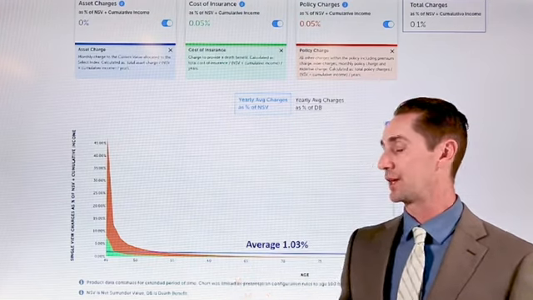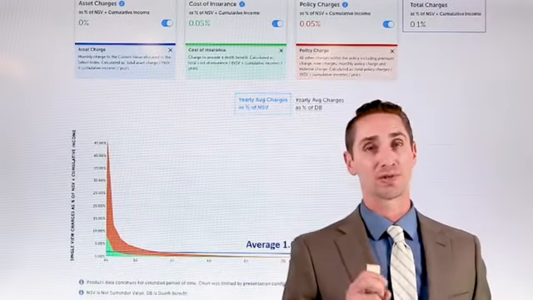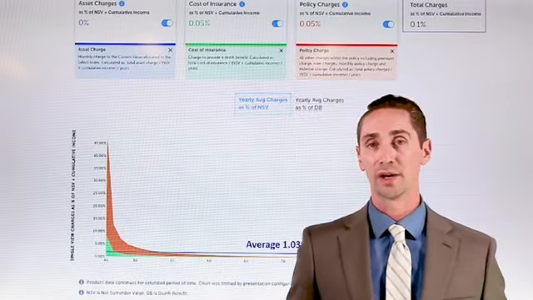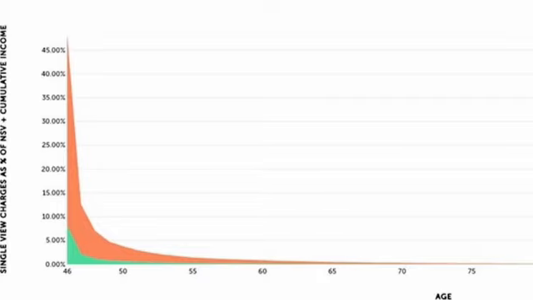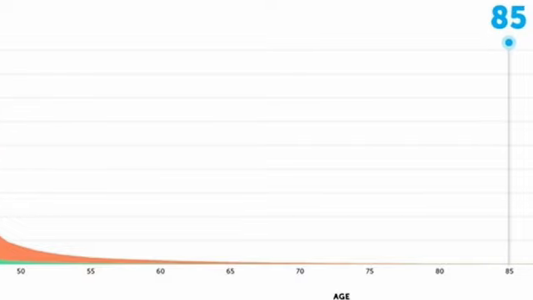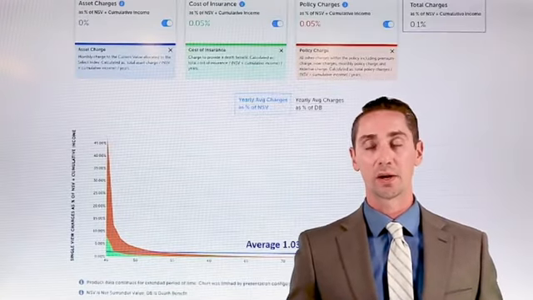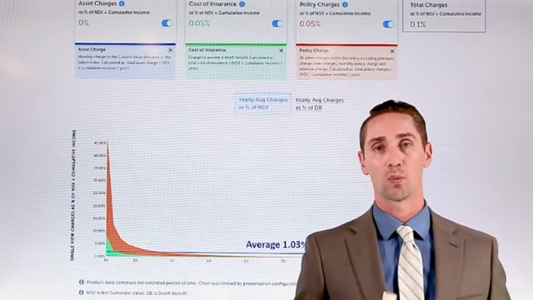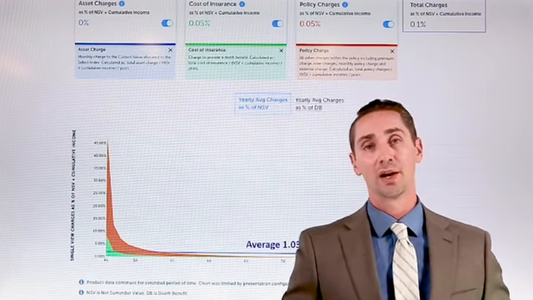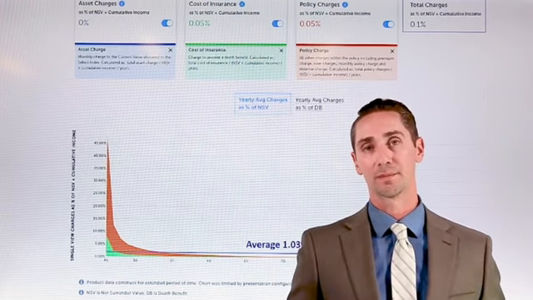So what you're looking at here are the annual IUL expenses as a percentage of the account value. And you can see visually that the expense ratio is higher in the early years and lower in the latter years. If we look at the IUL expense ratio to age 100, the average expense is 1.03%, which is in line with most other financial vehicles out there.